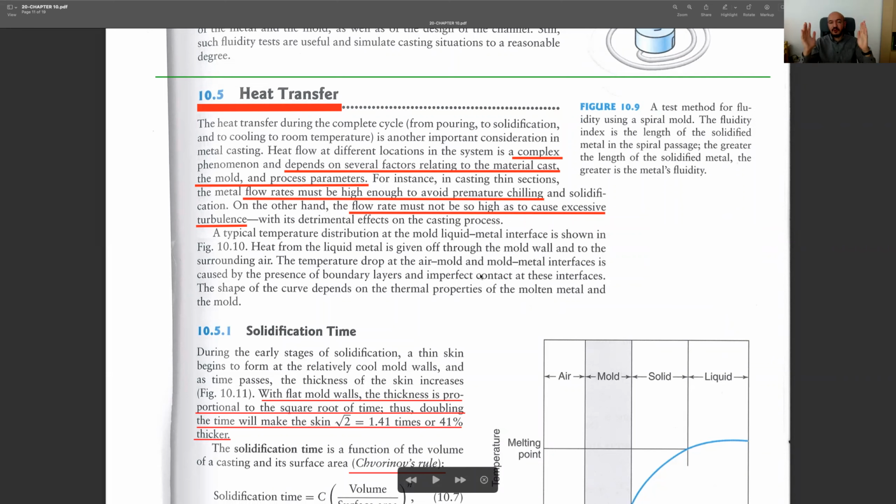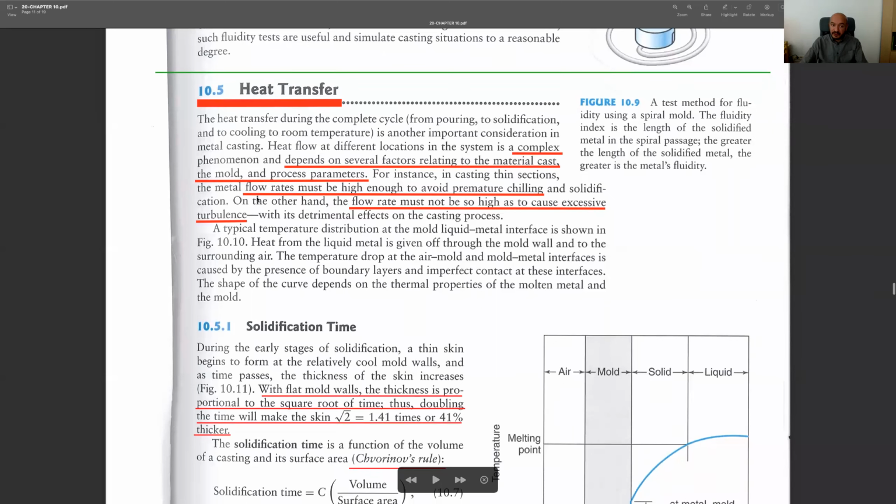We have a mold, and this mold may be made of different materials. It may have different thermal properties. We are using a different molten metal. It may have totally different thermal and mechanical properties. We have the shape of the mold, so it's another issue. So these are the main things we should consider while doing the casting operation.